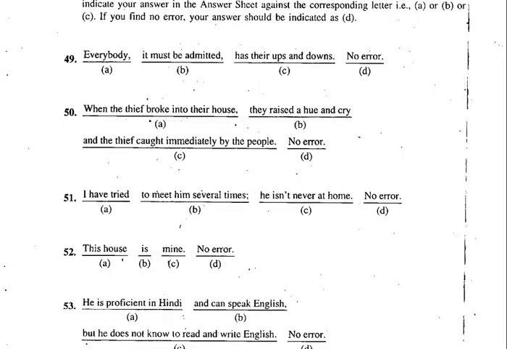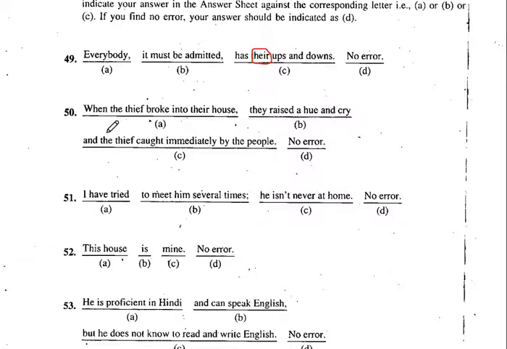Everybody, where is the error here? Everybody has their, see a similar kind of example. Everybody has their, wrong. What is wrong there? Has his. So here this is wrong, there is wrong. It should be his ups and downs. Everybody has his or her ups and downs.